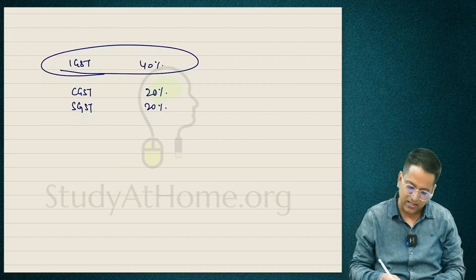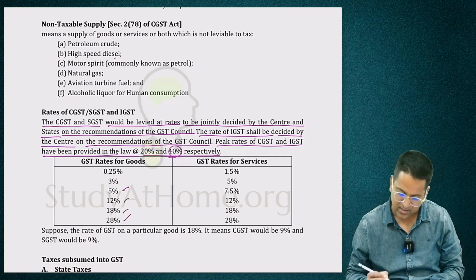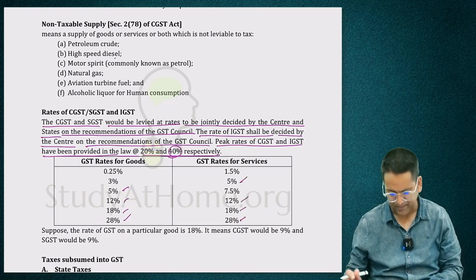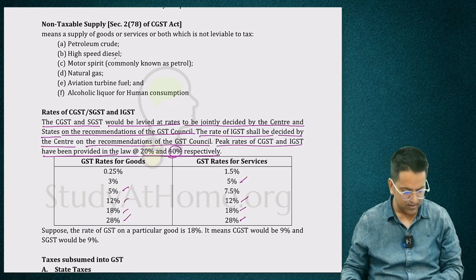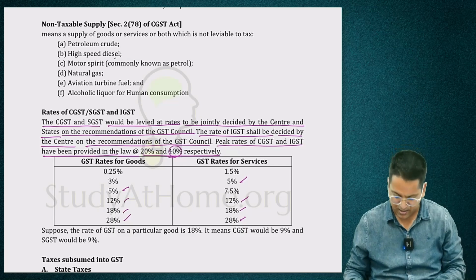So what is the GST rate now? Currently, the commonly applicable GST rates are 5, 12, 18, and 28. The same four rates are common for goods as well, and these are the main rates for services as well: 5, 12, 18 and 28. These are the four types of rates.